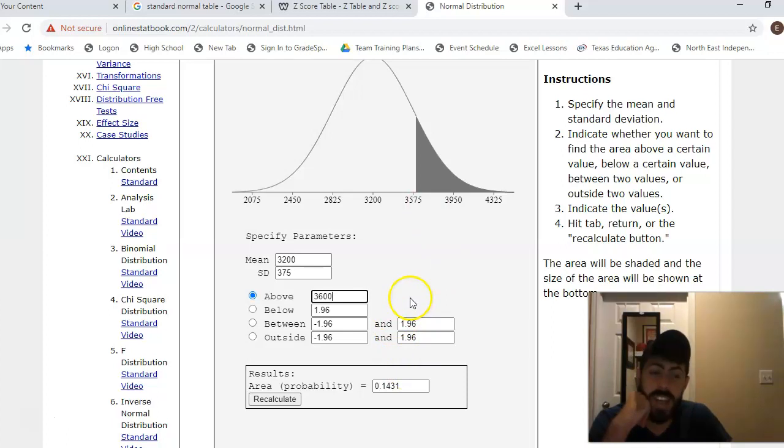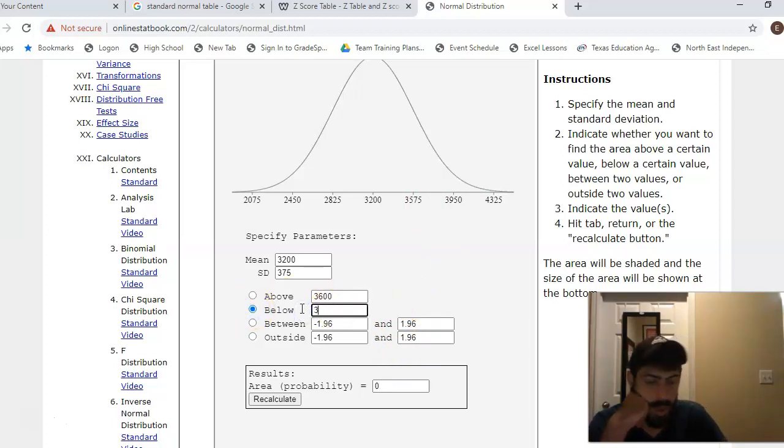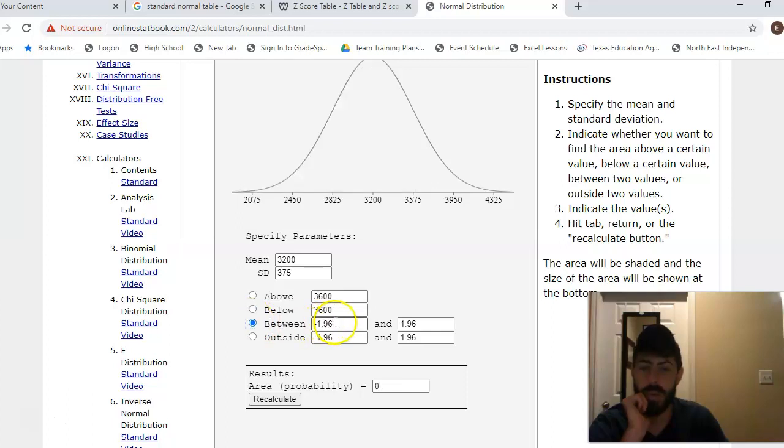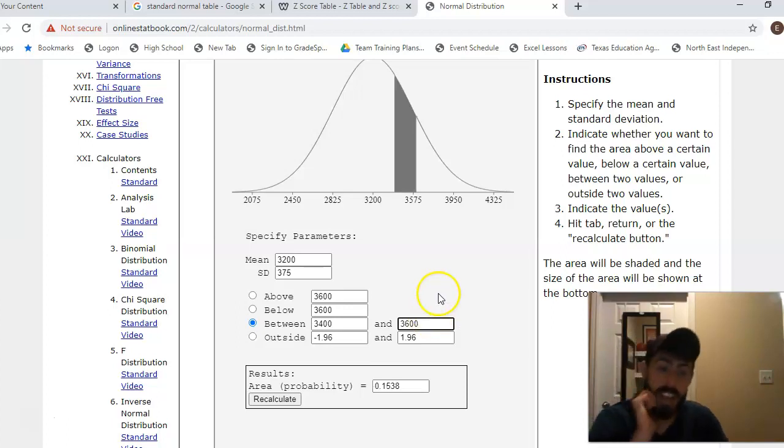Well, what if I want to change that? What if I want to look below? Oh, you just click the below tab and hit enter. And it not only shades it for you, but it also tells you 0.8569. That's pretty awesome. What if I want to ask a more complicated question? What if I want to say, okay, well, what if it's between 3,400 and 3,600? I'll shade that for you too, and it'll give you the amount, the proportion, right? So you can get really specific with this.